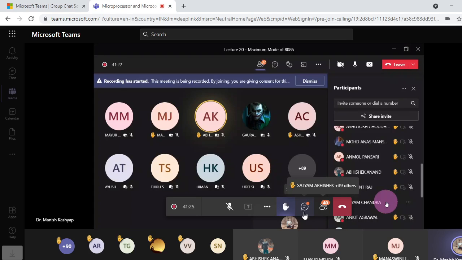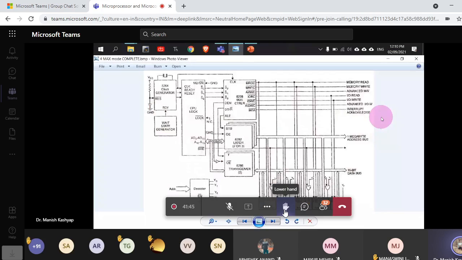Okay, so I will ask small questions and you all can answer, right? So this is a typical maximum mode configuration. And what is the point of difference that you see from 8086 in minimum mode in this complete diagram? Please highlight those points of difference. What is the dissimilarity in those two diagrams?